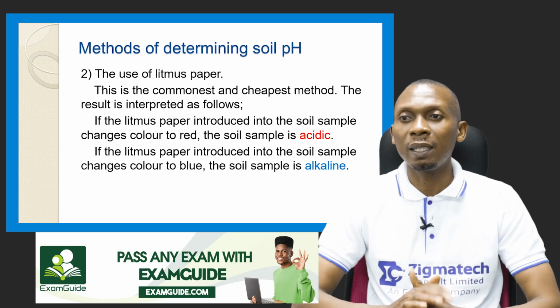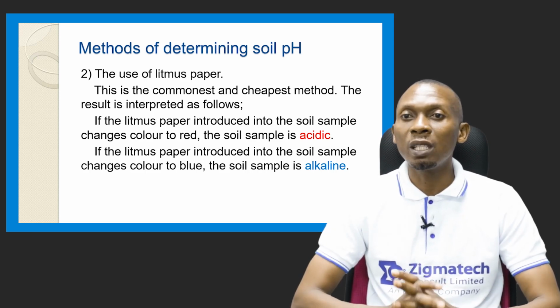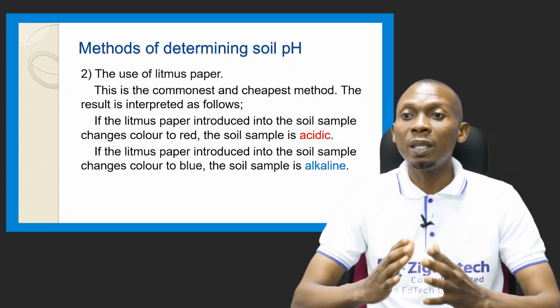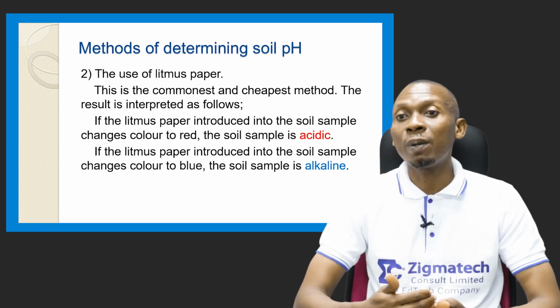The second method of determining soil pH is by the use of litmus paper, which is the commonest and cheapest method that exists. And how is the result interpreted when you use a litmus paper to test for pH?